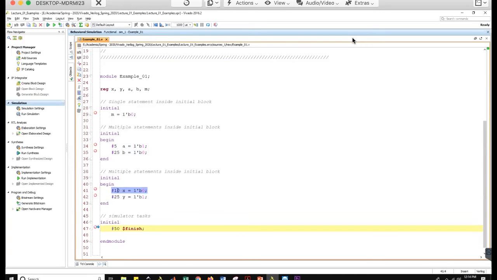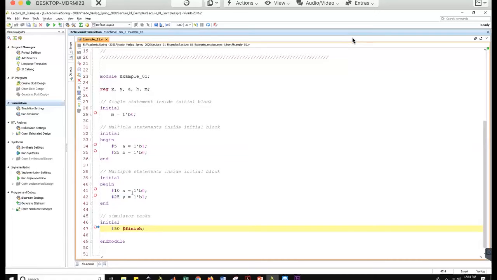So this is t equal to 0, and there's another delay of 25. So there's a 35. This initialization will start from t equal to 10, but this initialization will start from 35. And the fourth initial block is about a system task. Here we are asking the simulator to finish the simulation at 50 time units.